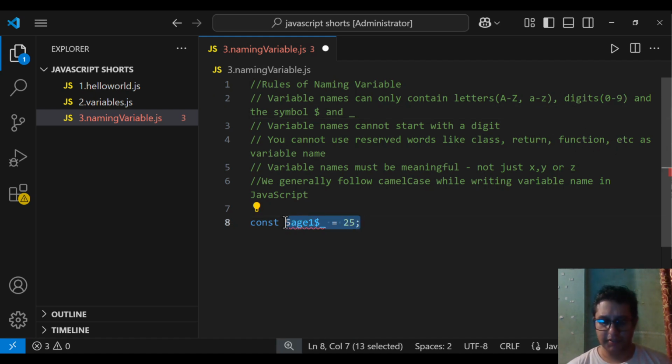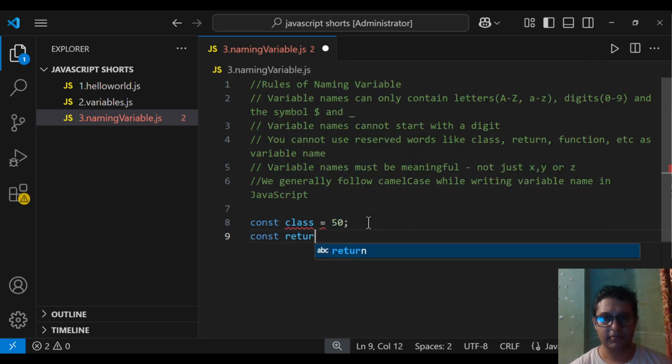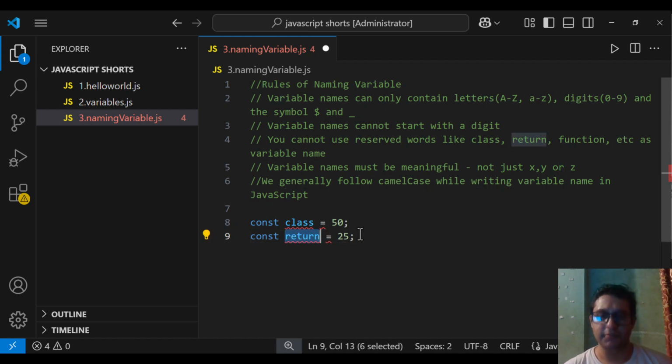For example, let's see what happens. const class = 50. So this is wrong because class is already a reserved keyword. You cannot use that. Similarly, const return = 25. I cannot use this because return is already a reserved keyword.